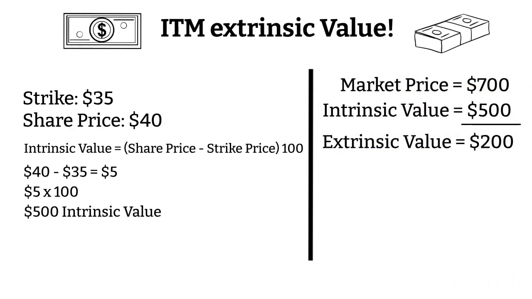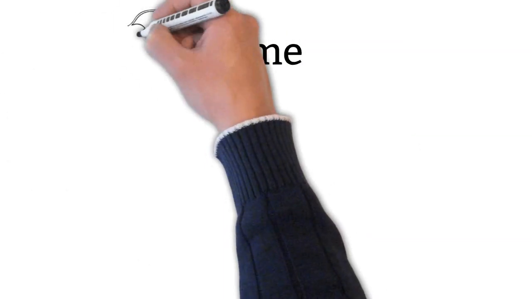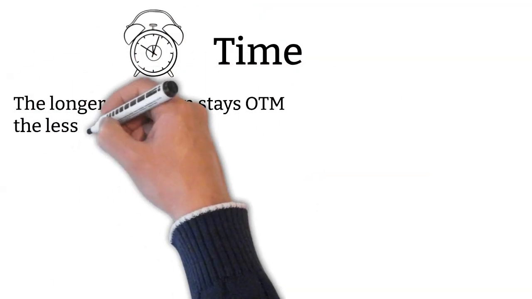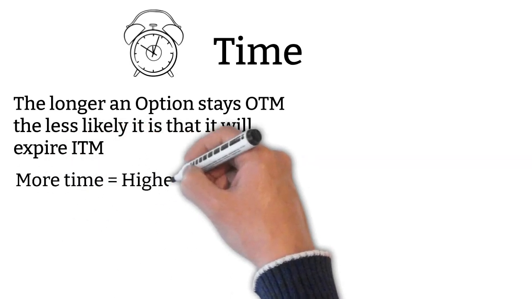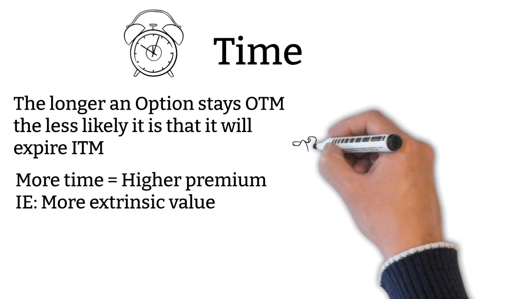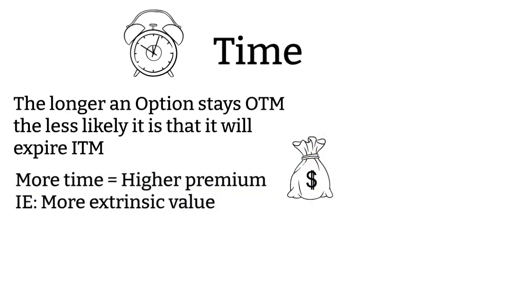of that option. Time plays a significant role in the extrinsic value of an option. This is because the longer an option stays out the money, the less likely it is to expire in the money and have intrinsic value. Look at it this way. An option that has 60 days until expiration still has a lot of time to surpass its strike price and expire in the money, so traders are willing to pay a big premium for that option.